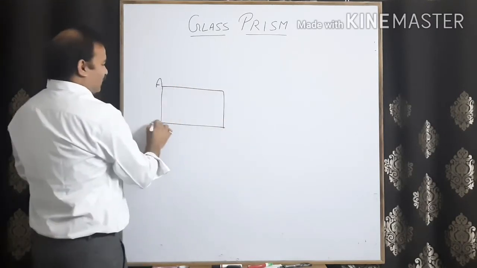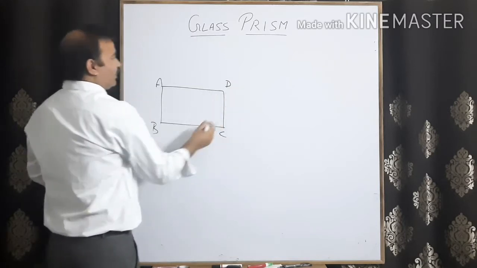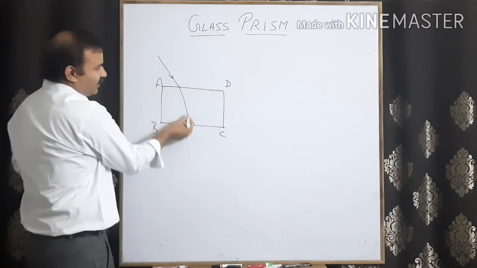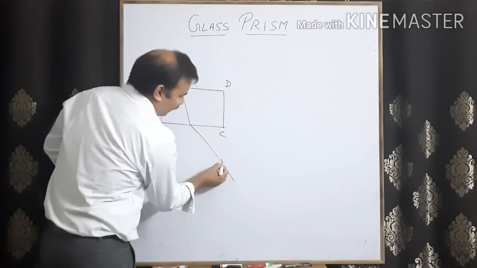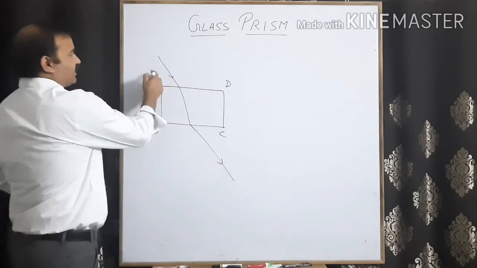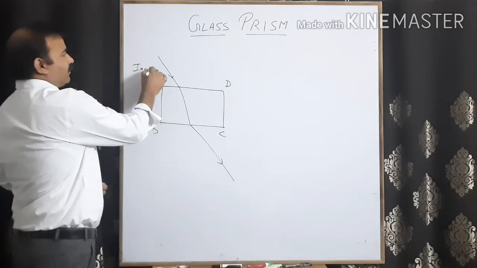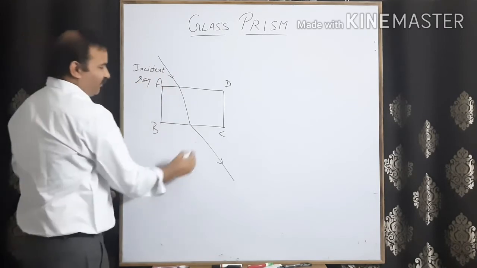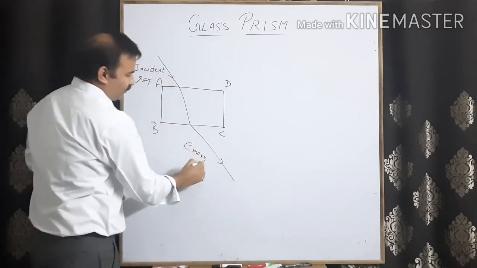Now, this was the glass slab ABCD. This was the incident ray. This got refracted, and this is the emergent ray. This is the incident ray, this is the refracted ray, and this is the emergent ray.